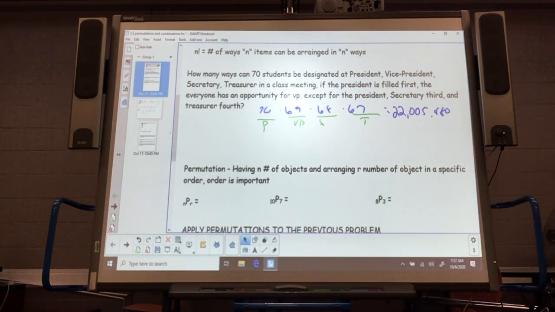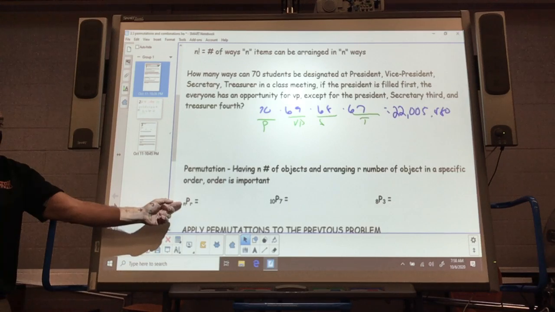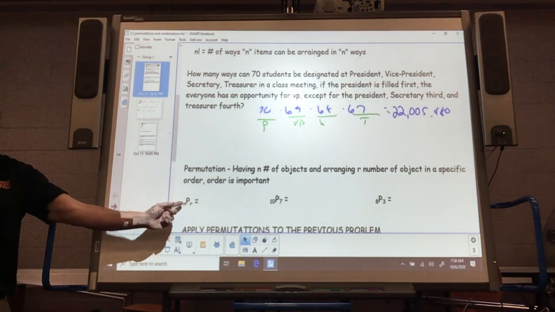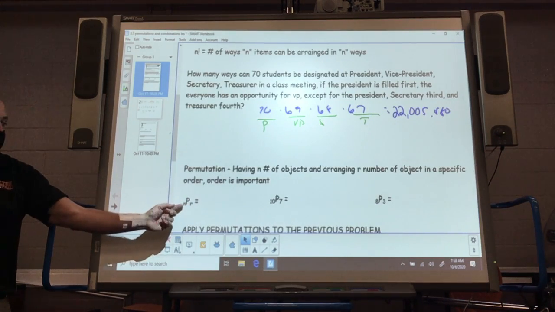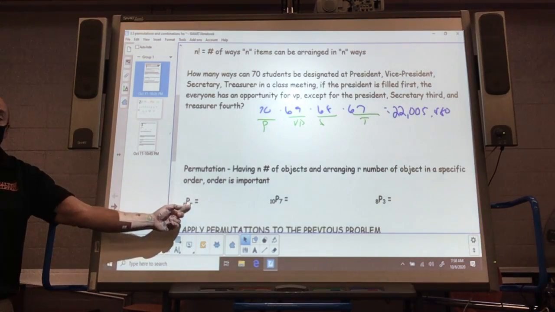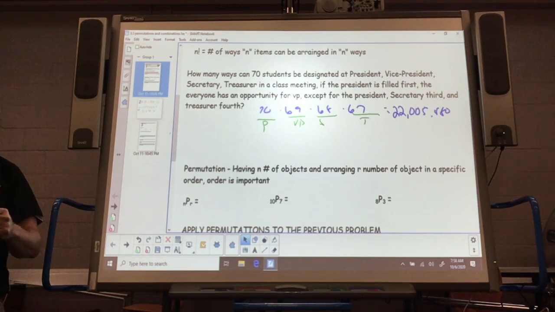Having n number of objects and arranging r of those n objects in a specific order. Example, what we just did up there. We had 70 students. We chose 4 of them and arranged them in a specific order. Now, how we denote a permutation. You have two subscripts, one to begin with. You have n with a big P, then an r. So this is n number of objects, and we're choosing 4 of those and arranging them in an order.